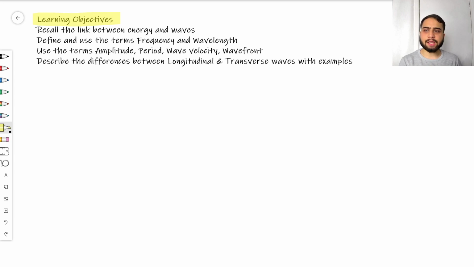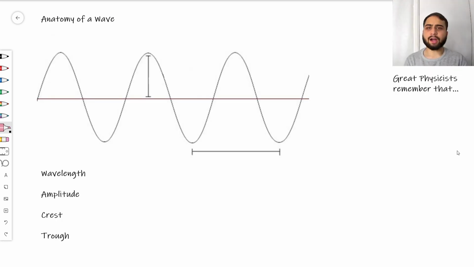So, some of our learning objectives include recall and understand the link between energy and waves, to define and use the terms frequency and wavelength, to be able to use the terms amplitude, period, wave velocity and wavefronts, and to be able to describe the differences between longitudinal and transverse waves with examples. So let's get right into it.